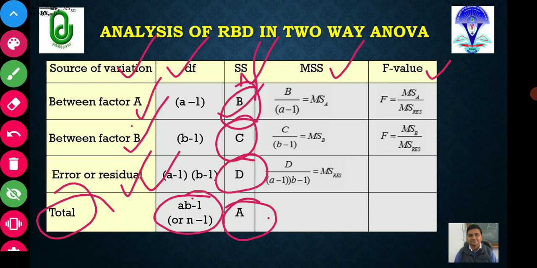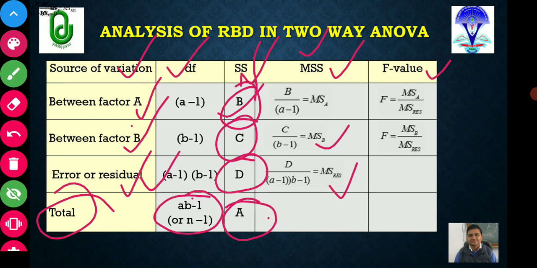So B divided by A minus 1 is equal to the mean sum of square due to particular factor A. Similarly, the mean sum of square due to factor B and the mean sum of square due to error. So this is how you calculate the variance, that is, the mean sum of square. Now you have to find the F value.